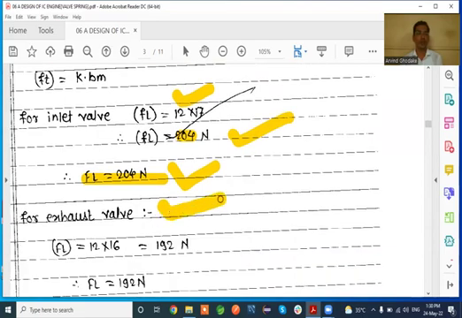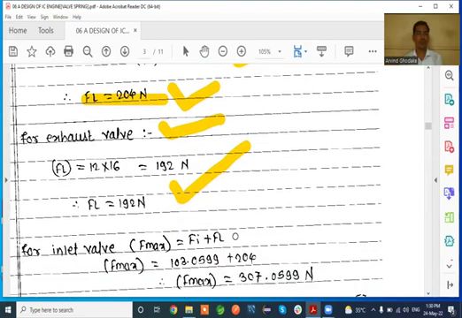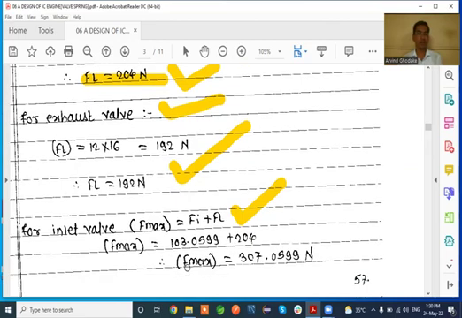Then for the exhaust valve, again the force required to lift the valve is equal to 12 into 16, so that will be equal to 192 Newton. Then for the inlet valve, the maximum force is the sum of Fi and the force required to lift the inlet valve. So F max will be equal to 307.50599 Newton. This is the actual total maximum force required for the inlet valve to operate.